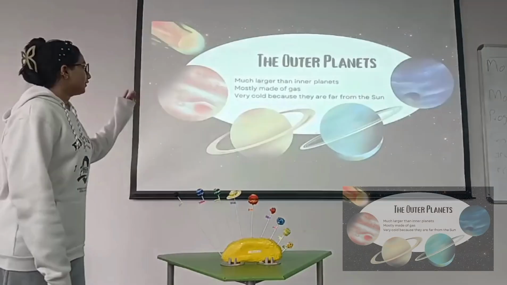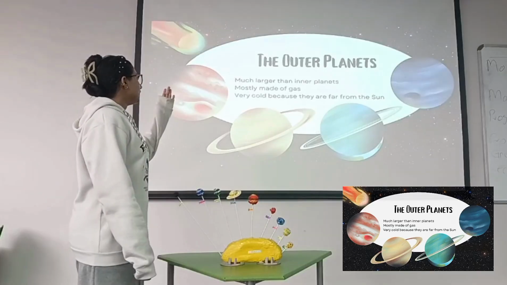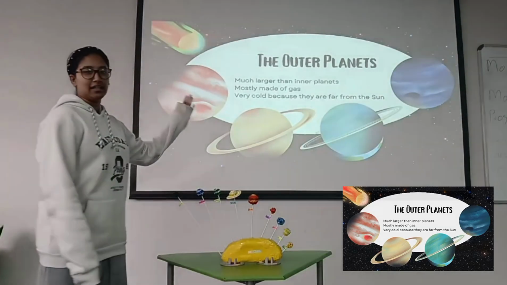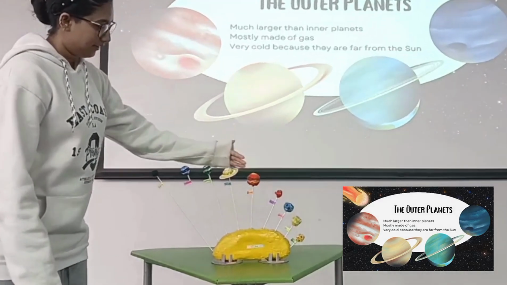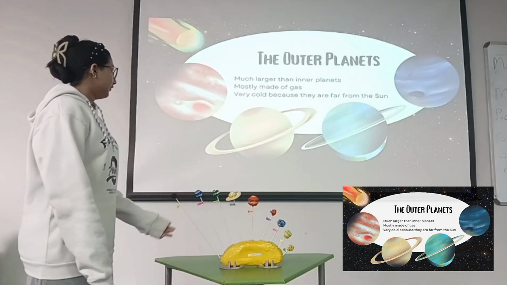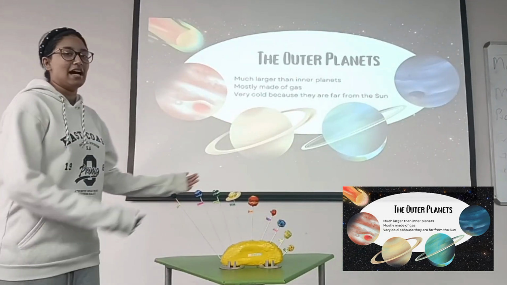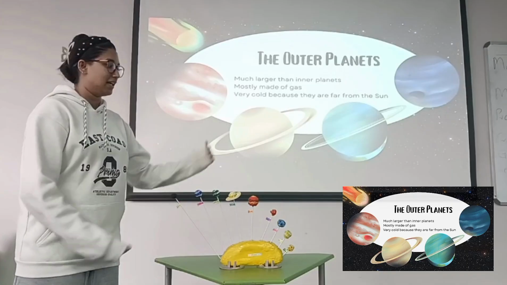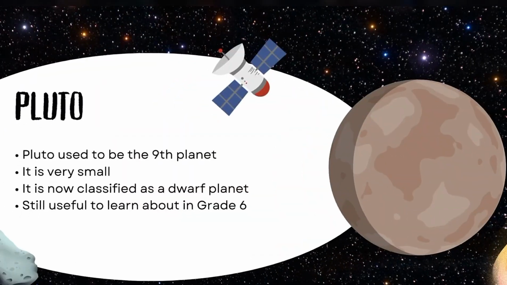So here we're talking about the outer planets. As we can see, the outer planets are much larger than the inner planets, as seen on the model. Mostly because they're made out of gas, and they're very cold because they are far away from the sun. They're further from the sun compared to our smaller planets.